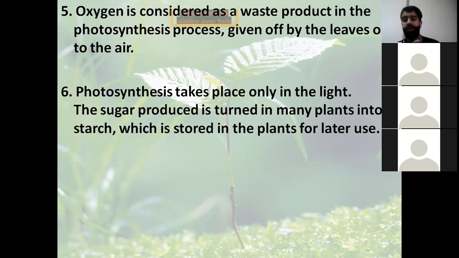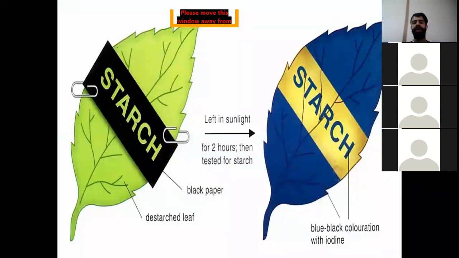If you review these notes, you know that oxygen is a product given off by the leaves to the air. It occurs only during the day. The sugar produced is stored in many plants in the form of starch, which is stored for later use.